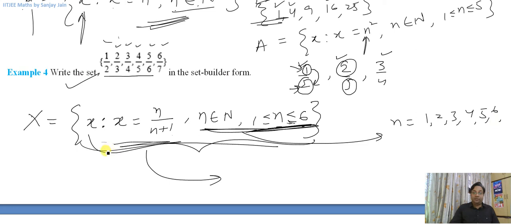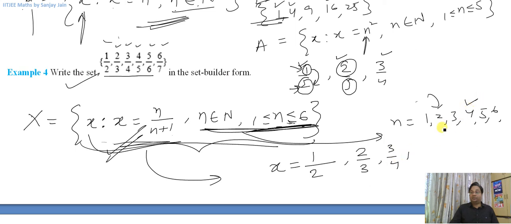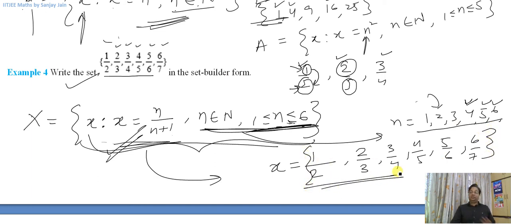Now if I put values of n in this rule, when I put n equal to 1, in the denominator I'll get n plus 1, that is 2, right? Next, when I put n equal to 2, I'll get 2 by 3, then 3 by 4, then 4 by 5, then 5 by 6, and then 6 by 7. Apart from these values, I do not have any other values, so I'll close the brackets. So these are the values of x that I've defined by this formula. So this is your answer.